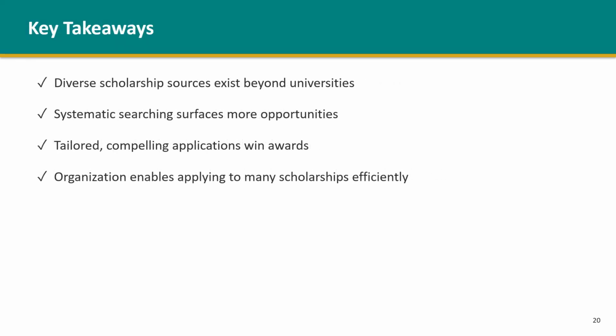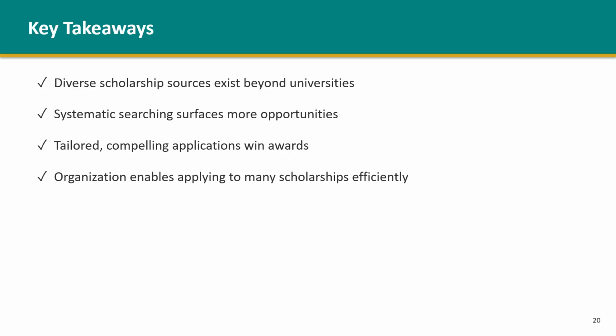Let's summarize the key points about finding and winning scholarships. Diverse scholarship sources exist beyond what universities offer directly. Professional associations, foundations, government programs, employers, and many other organizations fund graduate education. Cast a wide net across multiple source types. Systematic searching surfaces more opportunities than random browsing. Search by multiple dimensions of your profile: field, identity, geography, and career goals. Use databases, set up alerts, and make scholarship searching a regular activity.